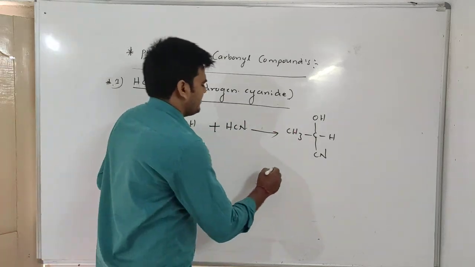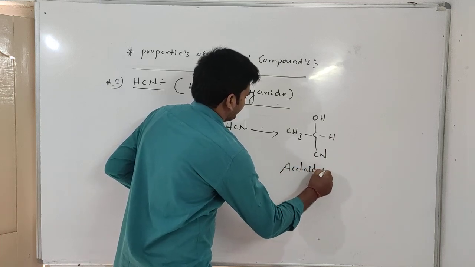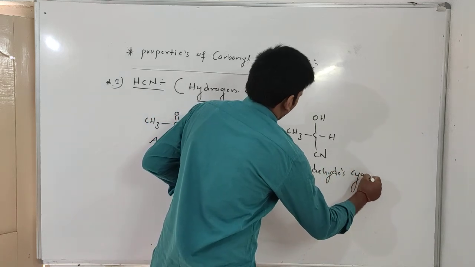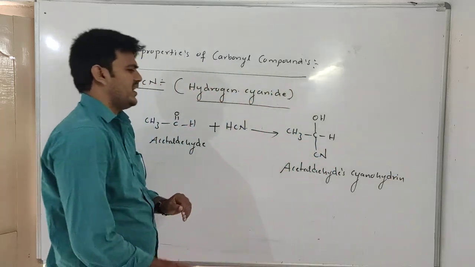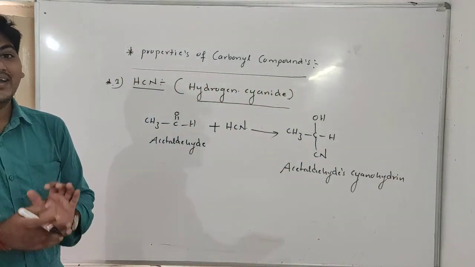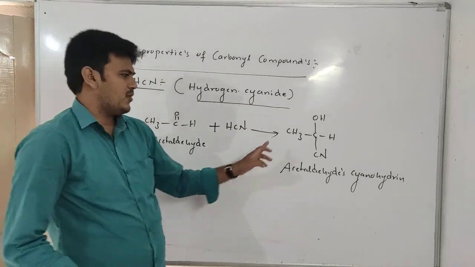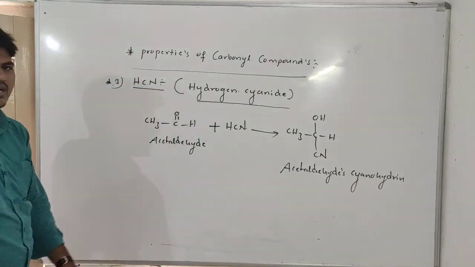So CH3, CH, O minus, H plus ion, OH, next CN. And compound name is acetaldehyde cyanohydrin. So compound name is acetaldehyde cyanohydrin. Formula CH3CHOH CN. One of the addition reactions.